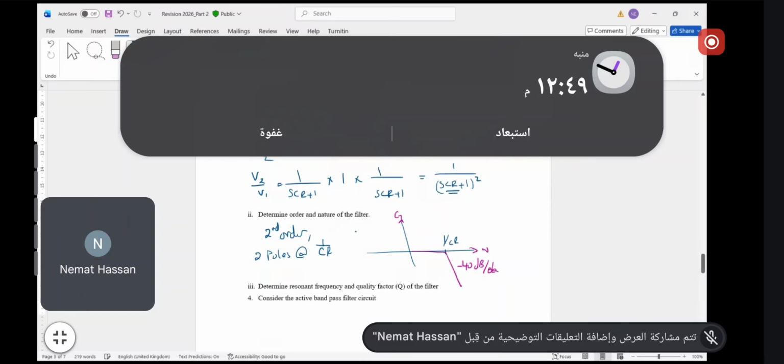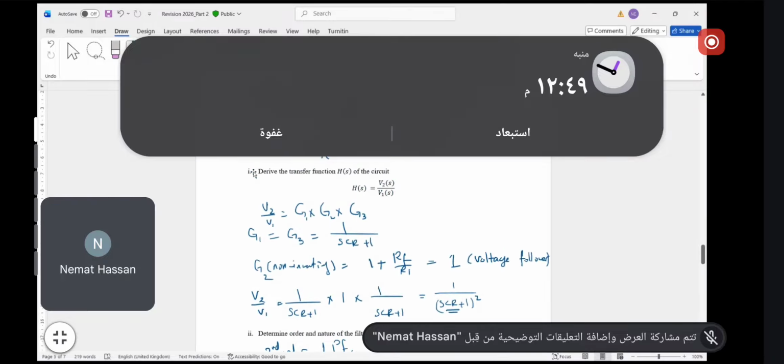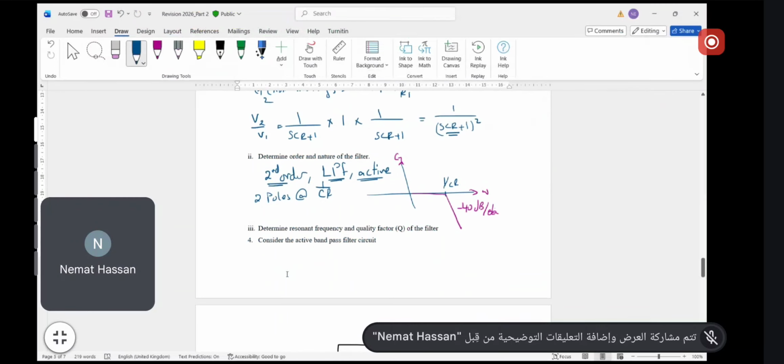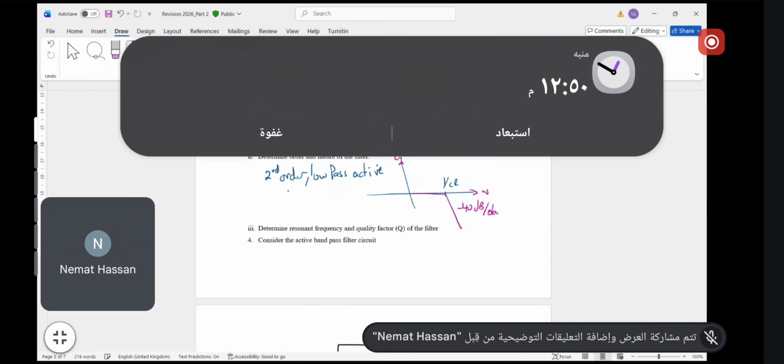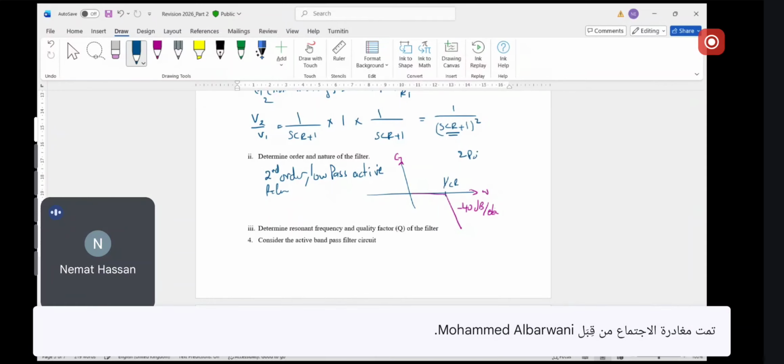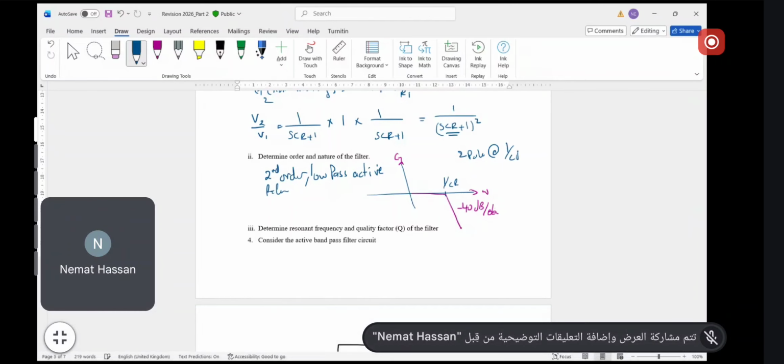So this is what? Low pass filter, right? Is it active or is it passive? Active, because it has an amplifier, right? So it's active, it's low pass filter, it is second order, okay? Let me write this in a bit better handwriting. So the second order low pass active filter with the cutoff frequency, or we have 2 poles at 1 over CR. Okay.